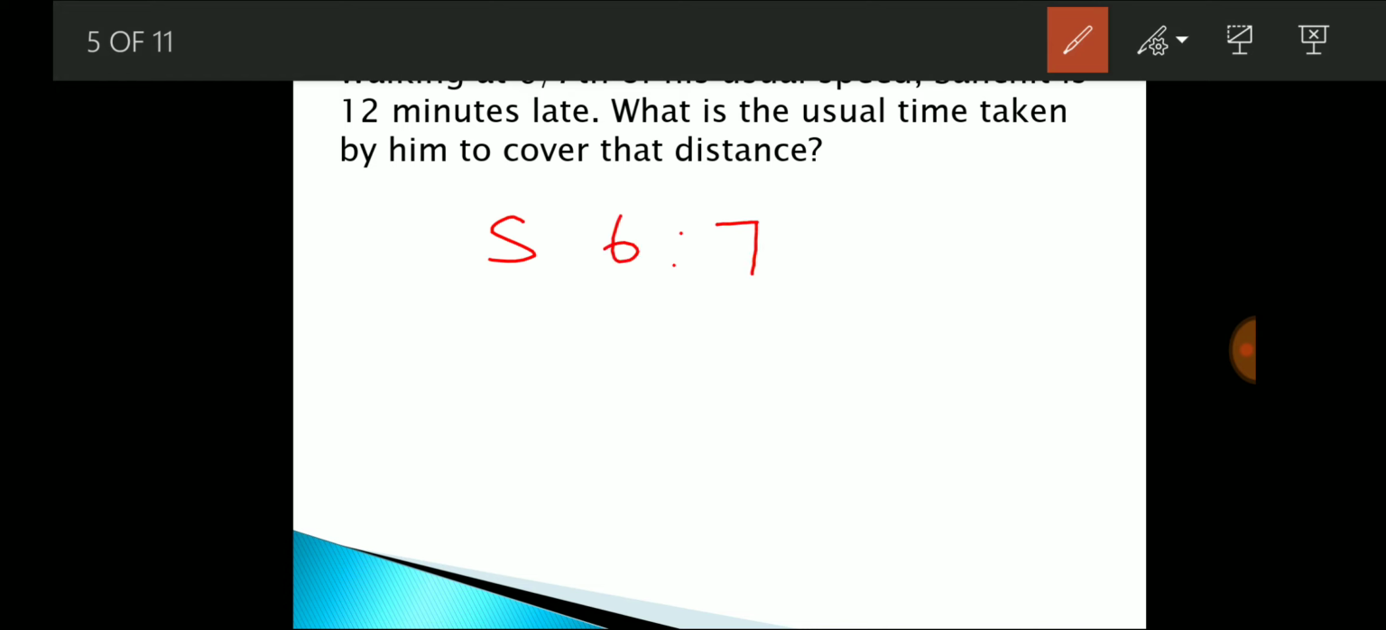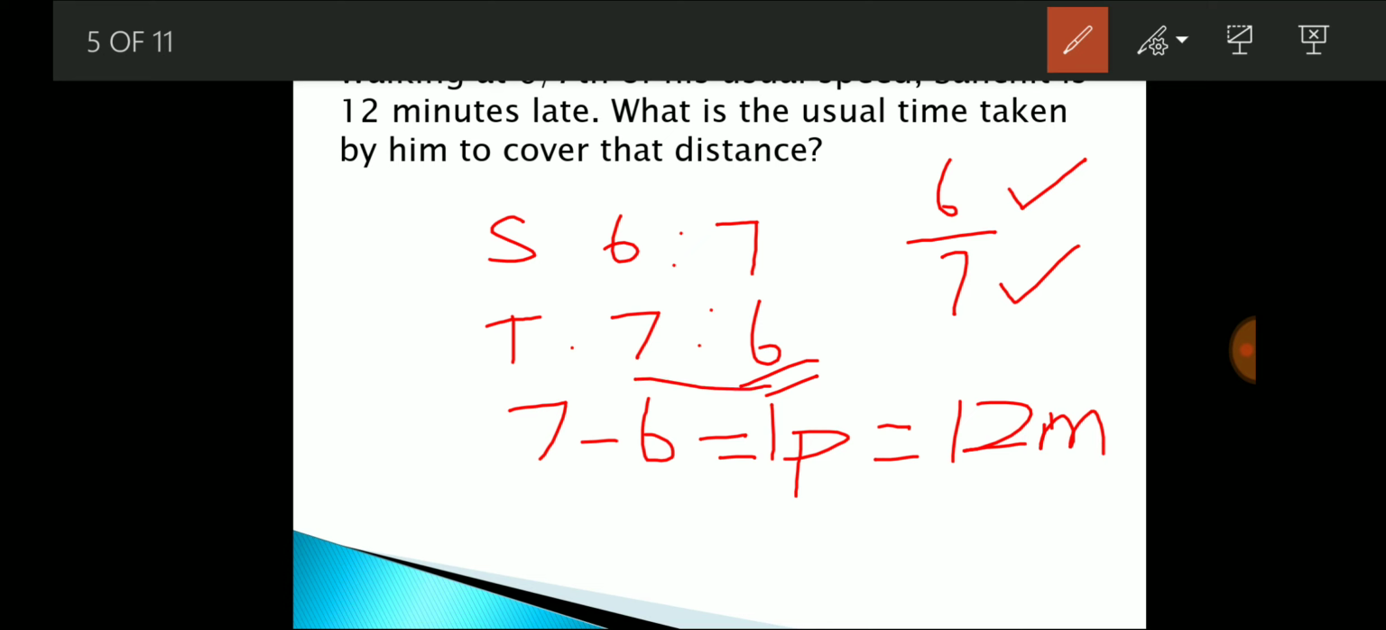Instead of traveling at 6 parts of the time, he takes 7 parts of the time, which means he takes 1 part extra. 7 minus 6 is 1 part extra. That 1 part is given as 12 minutes because they've told it's 12 minutes late. Usual speed is 7, but he goes only at 6 parts of the speed. Usual time is 6, but he takes 7 parts, which is 1 part extra. That is nothing but 12 minutes.